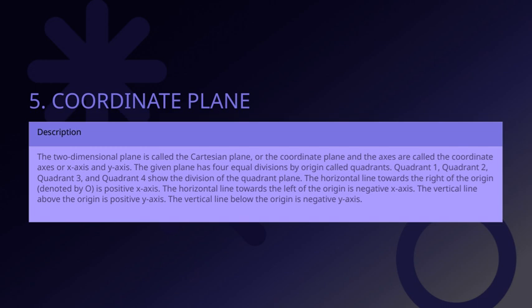Similarly, the y-axis runs vertically. The part above the origin is the positive y-axis, and the part below the origin is the negative y-axis. Now, the plane is divided into 4 equal sections called quadrants. These are Quadrant 1, Quadrant 2, Quadrant 3, and Quadrant 4. Each quadrant helps us locate points based on the signs of their x and y coordinates.